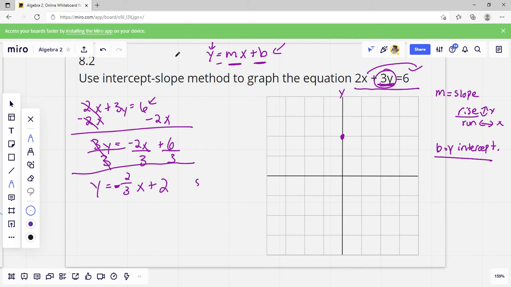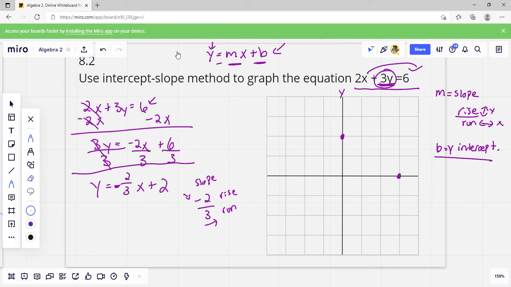And then if we know our slope is negative 2/3. Okay, so if our slope is negative 2 over 3, what does that mean? This is our rise, and this part is our run. So that means we're going to go down 2 because it's negative, and over 3. Okay, so we're going to go down 2 over 1, 2, 3, and put a dot.